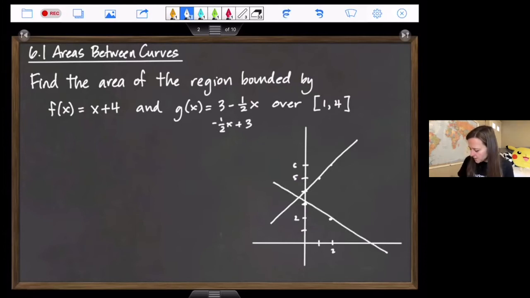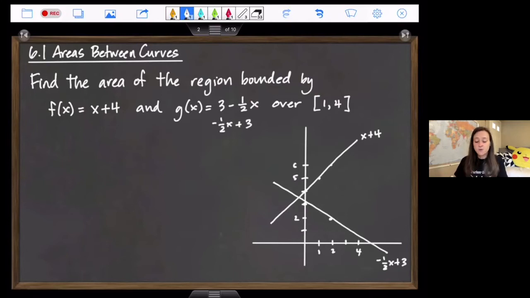All right, and let's just go ahead and label those. This one was the negative 1/2 x plus 3, and this one's the x plus 4. All right, so there's our two graphs, and we want to look at the area between them over the interval 1 to 4. So here's x equals 1, and we'll say 3, 4. So it looks like between those two x coordinates, the top curve is always x plus 4, the bottom curve is always negative 1/2 x plus 3.